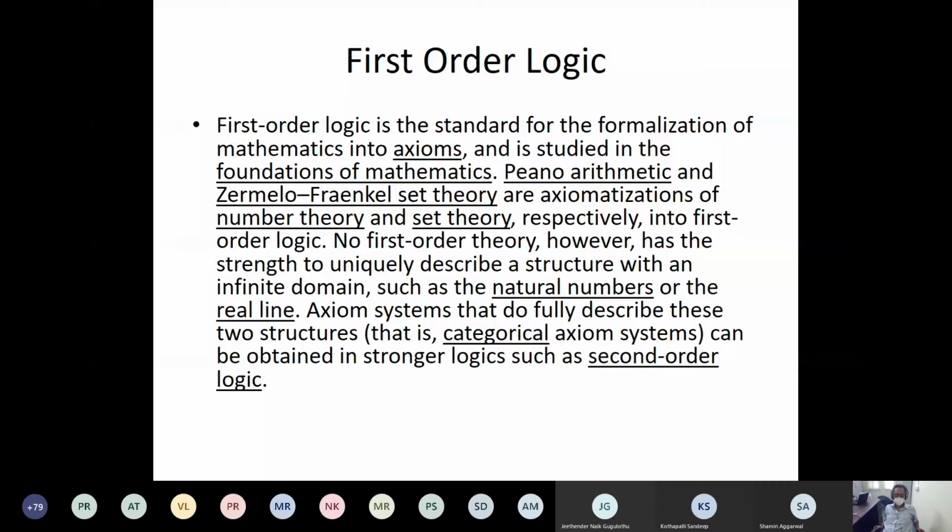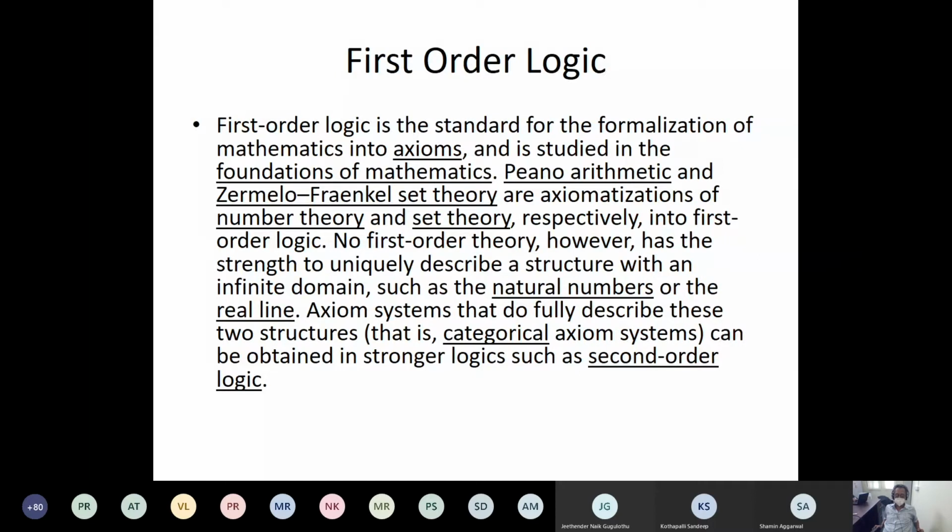Unfortunately, these are some hard facts we are going to encounter now. One is that no first order theory has the strength to uniquely describe what is called a structure, and we are not going into the details of structures in this course, with an infinite domain, such as the natural numbers or the real line. Axiom systems that do fully describe these two structures, that is categorical axiom systems, can be obtained in stronger logic such as second order logic, but we are not going to go into this.